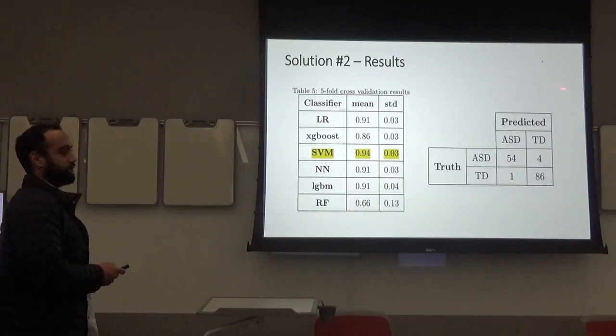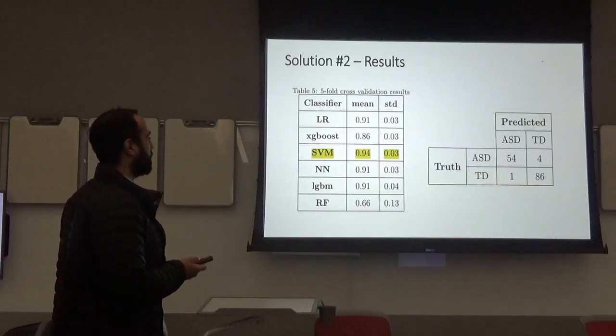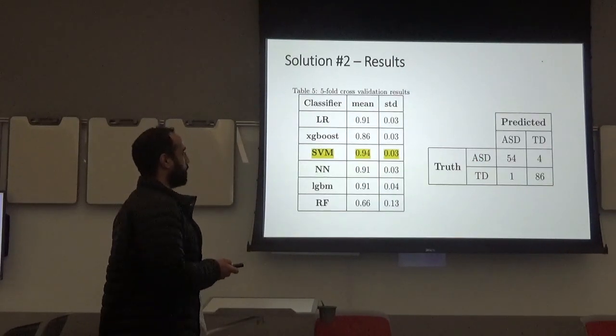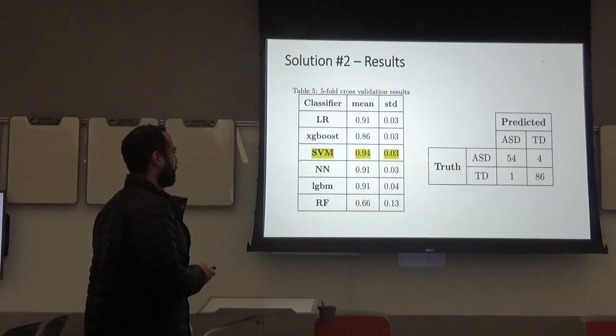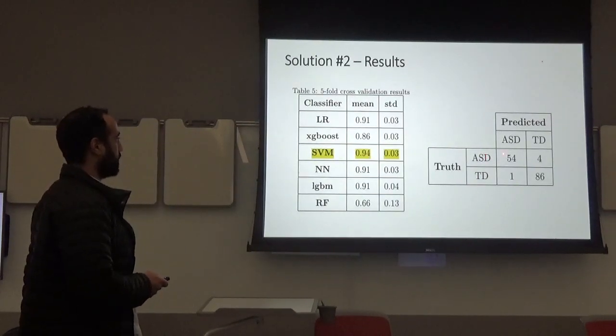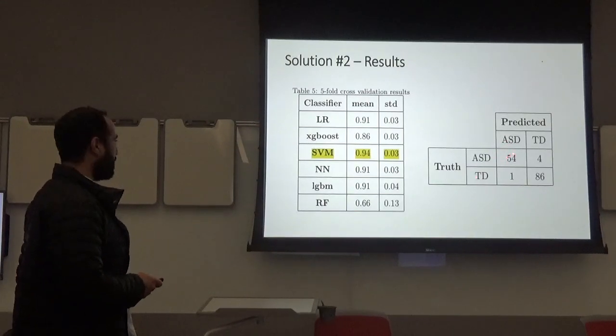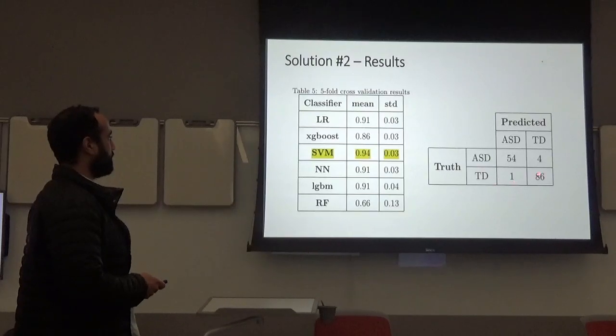And this is for the holdout set. So we left aside this number of subjects, I think it was 10% or 5% of the data set. And this is the confusion matrix. So we were able to classify from the holdout set 54 ASD out of 58, and from TD 86 out of 87.